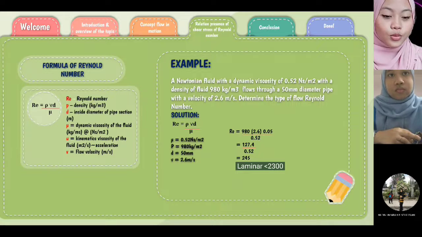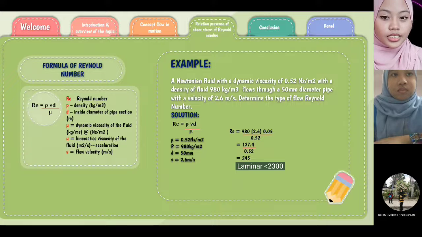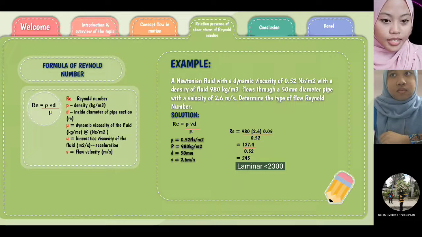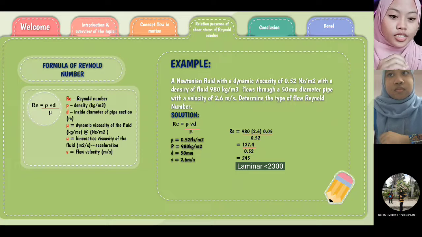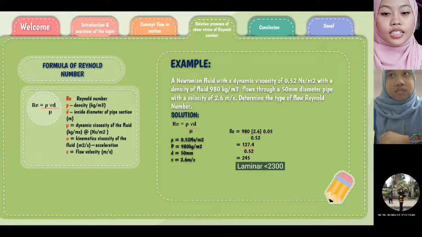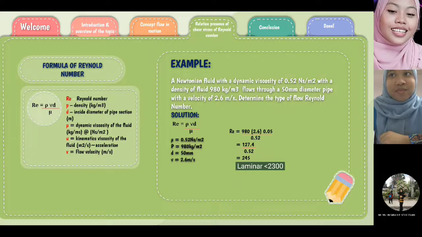So, first of all, what we have to do is take out the points first. The points we can see here are dynamic viscosity, density, diameter, and velocity. So, we write down all of the points below, and then we put the points into the formula. The answer we get here is 2045. So, 2045 is laminar, less than 2300.